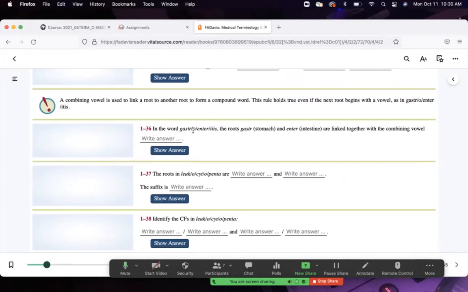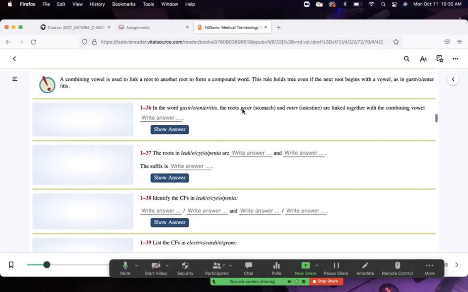Here's something interesting. Gastroenteritis. Gastr is stomach. Enter is intestines. You could see the combining vowel connecting two roots. This word has two roots, gastr and enter. And the gastr, of course, is stomach. Enter is intestines. So if my patient has gastroenteritis, doesn't that sound like a both A and B question of my patient has an infection of, is it A, stomach, B, intestines, both, neither?